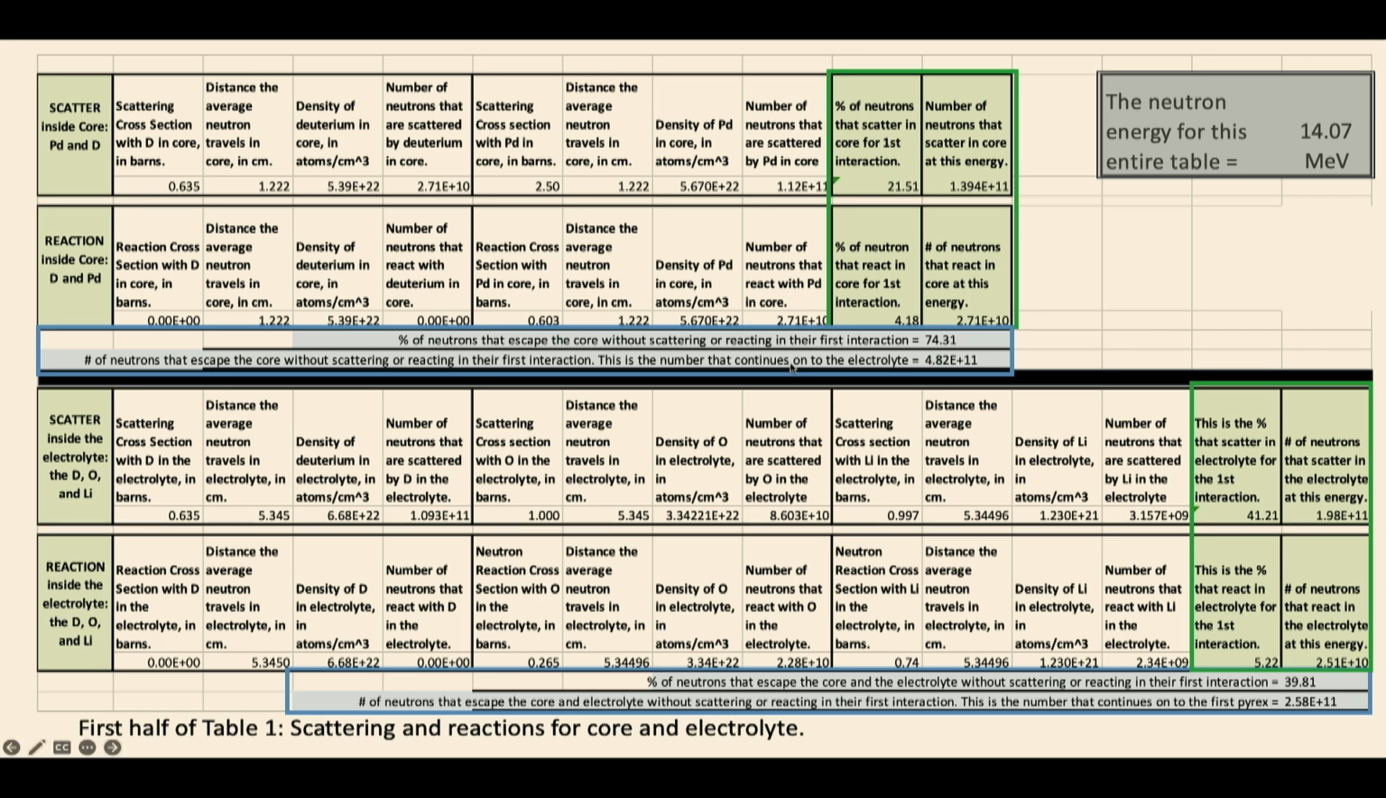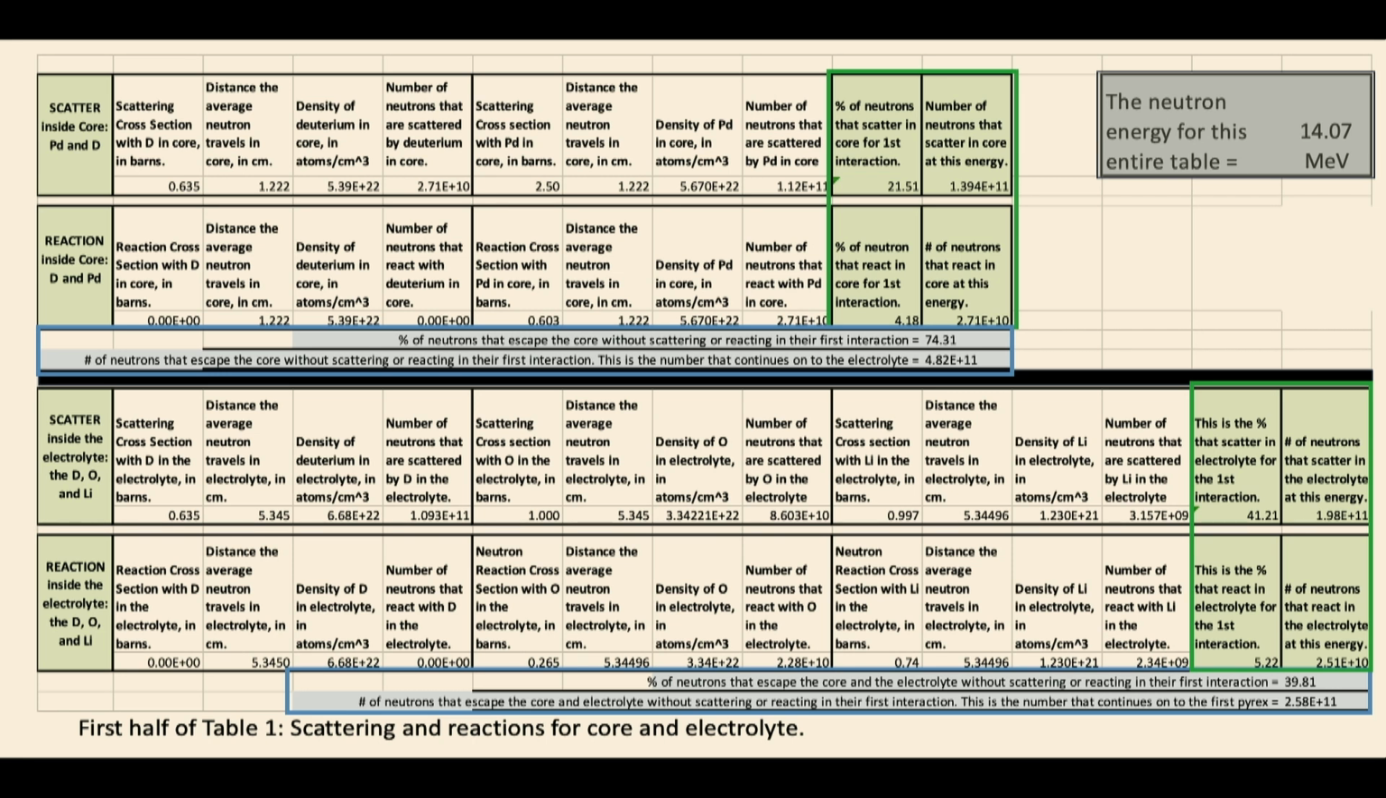Below that thick black line, I calculate the number of neutrons that scatter and react in the electrolyte. There are 3 elements in the electrolyte: the deuterium, the oxygen, and the lithium. These calculations are the same as the ones above. The blue at the bottom section shows that only 39% of the original amount of neutrons did not have an interaction. They will continue through the apparatus at this 14 MeV energy.